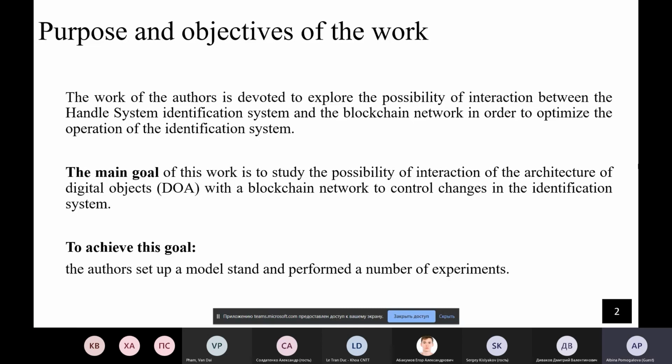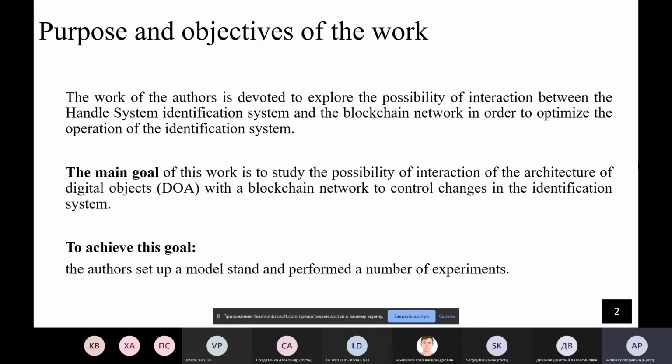However, in addition to distributed administration, it's required to add the ability to establish a chain of changes in a digital entity at all stages of its life cycle. So in this case, we thought that using blockchain technology is the best way to fix this problem with security and with keeping the chain of information in one line. The main goal of our work is to study the possibility of interaction of the architecture of digital objects with a blockchain network to control changes in the identification system.